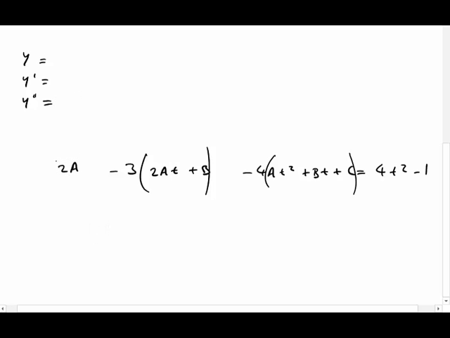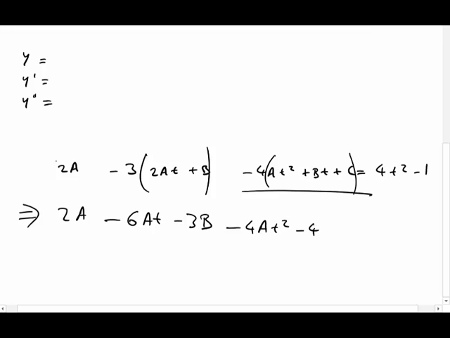Let's just expand it out and make it look a little bit neater. So we end up with 2a minus 6at minus 3b, so I've just expanded that out. And then expand that out as well, so we end up with minus 4at squared minus 4bt minus 4c, and that's all equal to 4t squared minus 1.